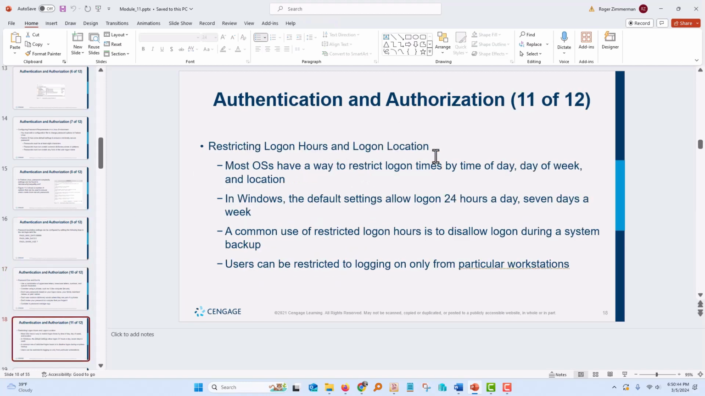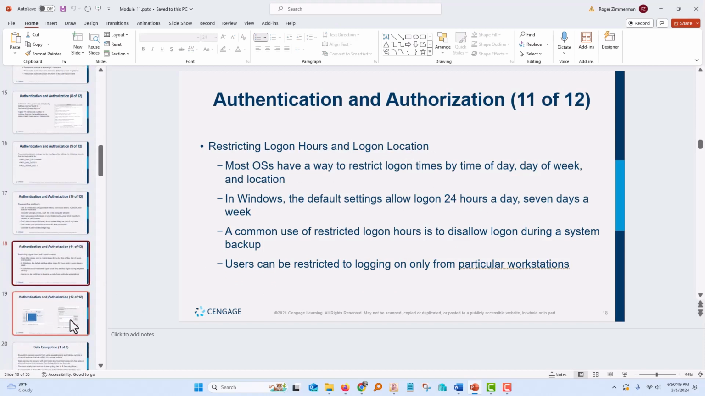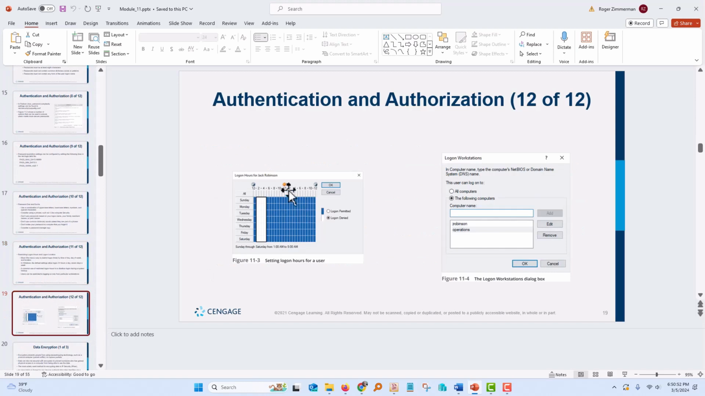Restricting logon hours and logon locations. Most OSs, including Windows, have a way to restrict that, and the next slide shows that restriction. So I can, for any given person, restrict what hours they can log on and not log on. So this might be a good security system for your organization. For example, if you only work from 8 to 5, and I want to make sure that the janitor isn't in or some bad guy isn't logging on after hours, I can set that up to make sure that that doesn't happen.